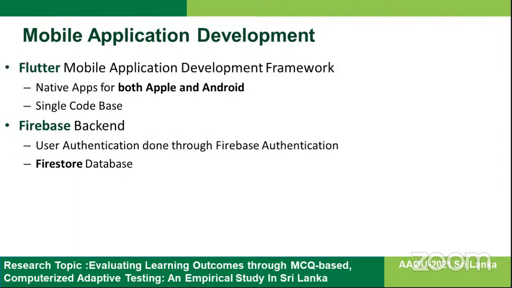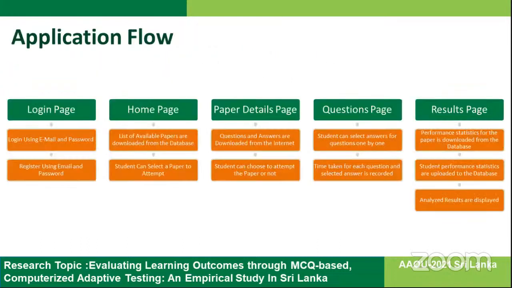Mobile application development has 2 phases. Flutter mobile application development framework, under which native apps for both Apple and Android phones are built from a single code base. Firebase backend, with user authentication done through Firebase Authentication and the Firestore database. So this is the application flow. You can see there are 5 stages: login page, home page, paper details page, question page, and result page. Under each button, there are a few other functions.